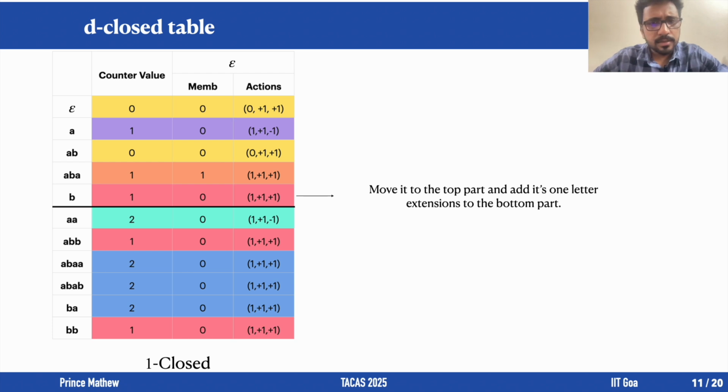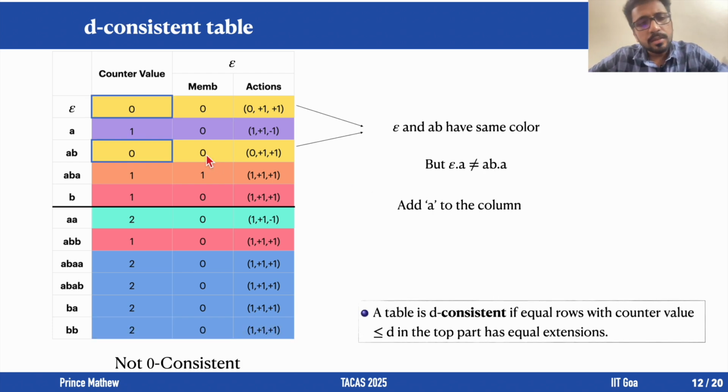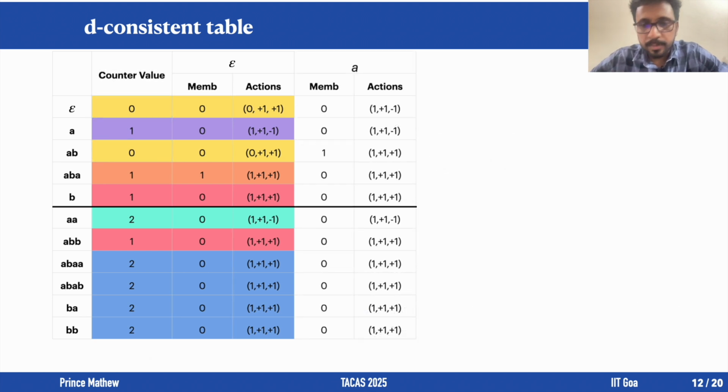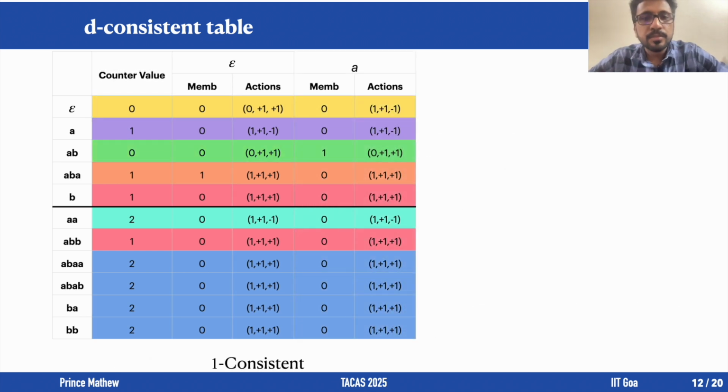Now what is D consistent? You have two rows with counter value less than or equal to D in the top part having the same color, but their one letter extensions have different colors. For instance, this table is not zero consistent because epsilon and AB have the same color and the same counter value. However, epsilon dot A has this purple color, while AB dot A has this orange color. So epsilon and AB have the same color, but their one letter extensions have different colors. In that case, we add this A to the table and X in the table, so that epsilon and AB become different colors. So this table is now one consistent.